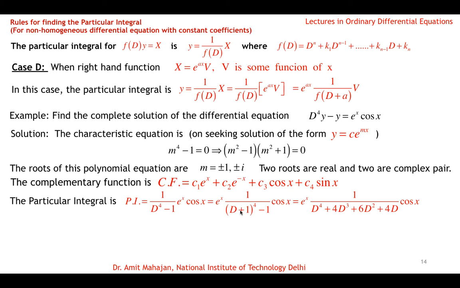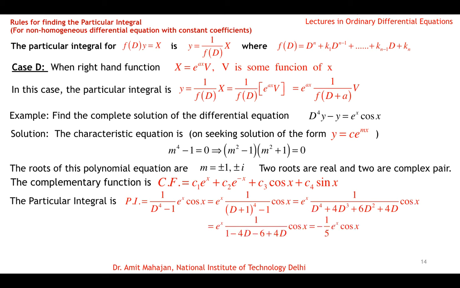So D is replaced with D plus 1, and the denominator can be solved to write this. It will be exponential into 1 by the operator operated on cos x. Now the operator is not operated on the exponential, it is outside. The operator is only operated on the v function, which is cos x, and for cos x we know the rule: D² is to be substituted as minus a², where a is the coefficient here, which is 1. So for D² we put minus 1.